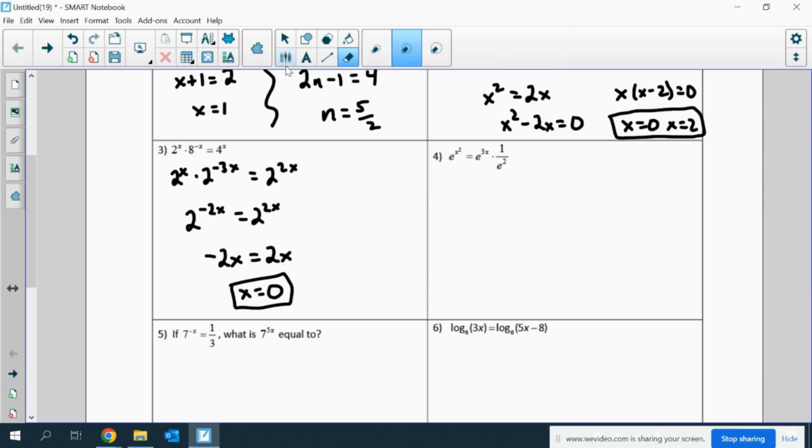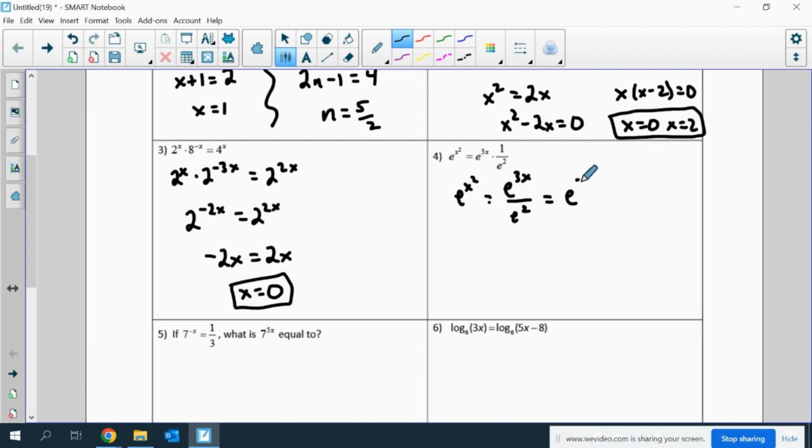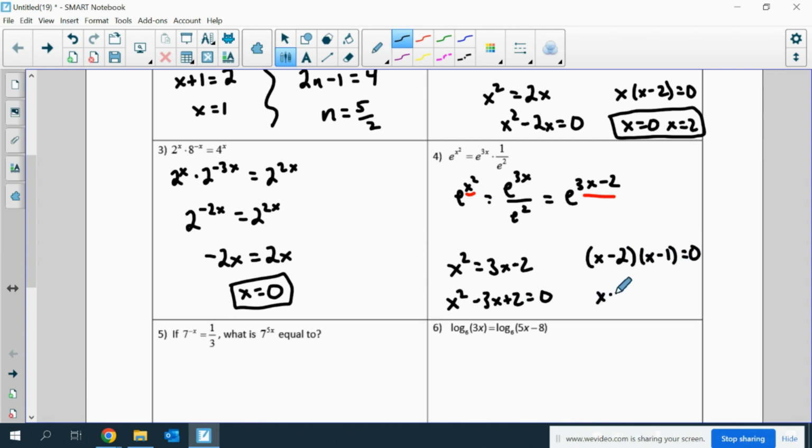Over here I have e to the x squared equals e to the 3x times 1 over e to the 2, which is the same thing as e to the 3x divided by e squared. And using the exponent rules, that's e to the 3x minus 2. So I can set these two exponents equal to each other. Then I'll factor x minus 2, x minus 1. So x equals 2 and x equals 1.